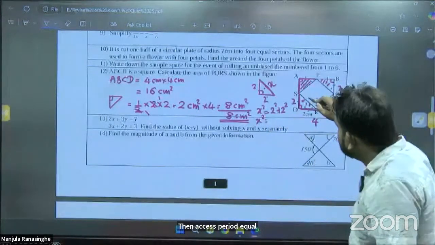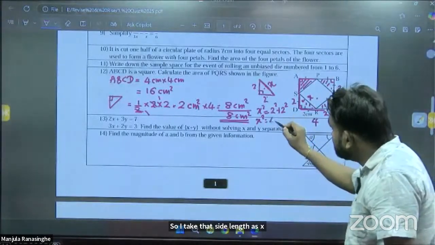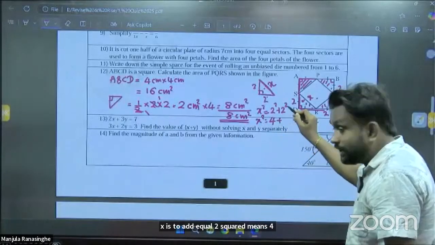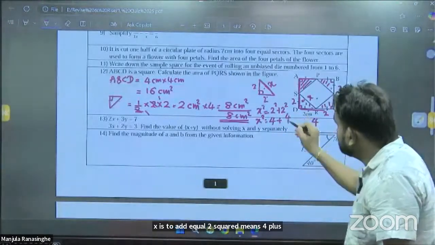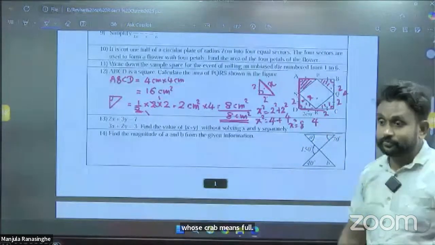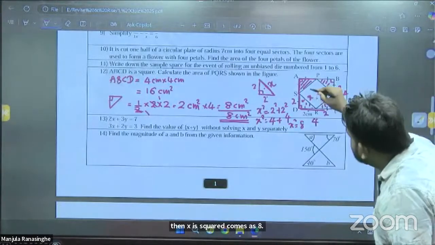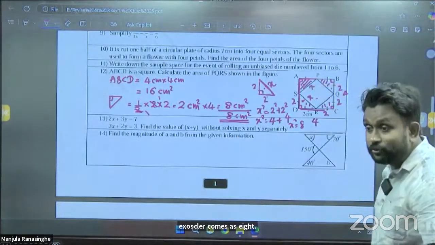So I take that side length as x. x squared equals 2 squared, which is 4, plus 2 squared, which is 4. Then x squared comes as 8. x squared comes as 8. So if this side is x, then this side is also x.